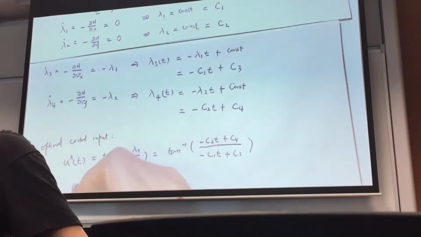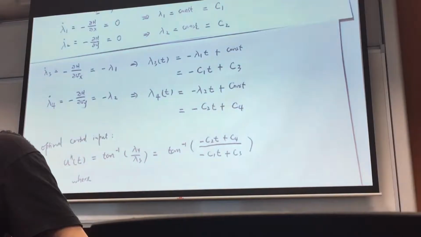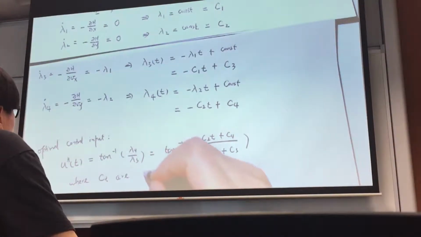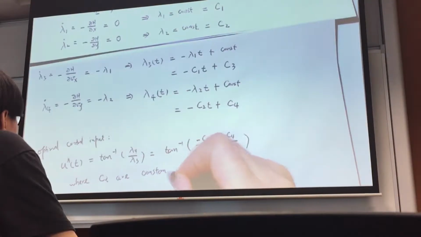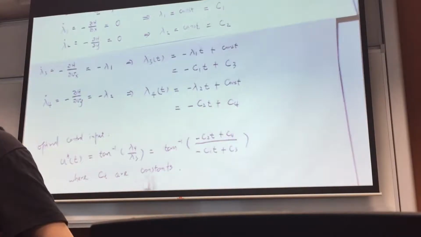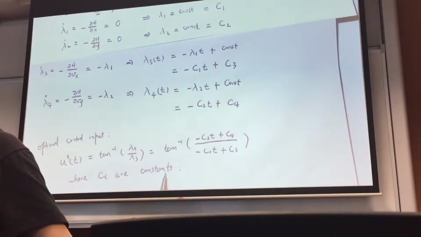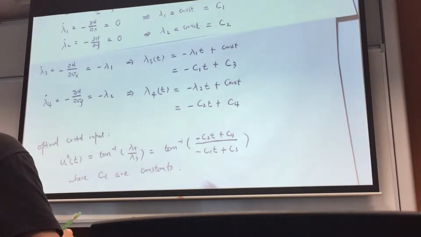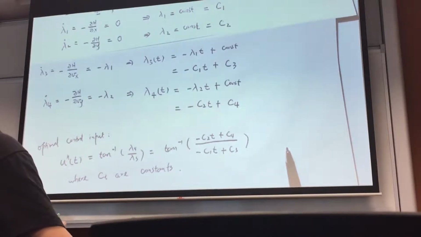Where all the Ci are constants. These constants actually depend on the initial condition. Remember, if we use the shooting method, we can determine the value for these constants, because so far we have not used the initial condition and the final condition.